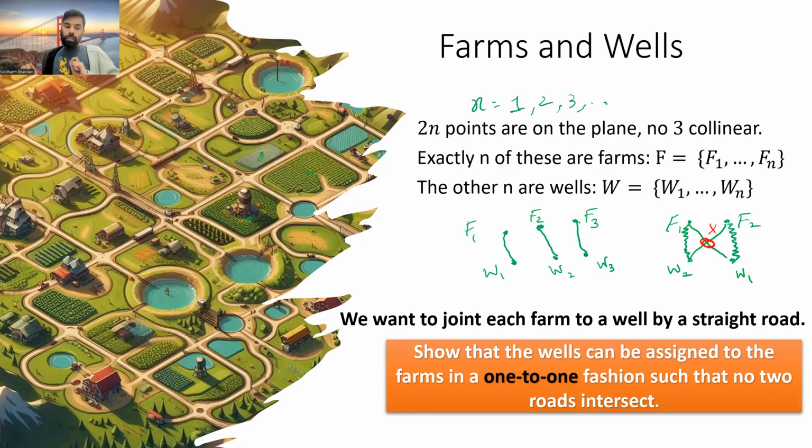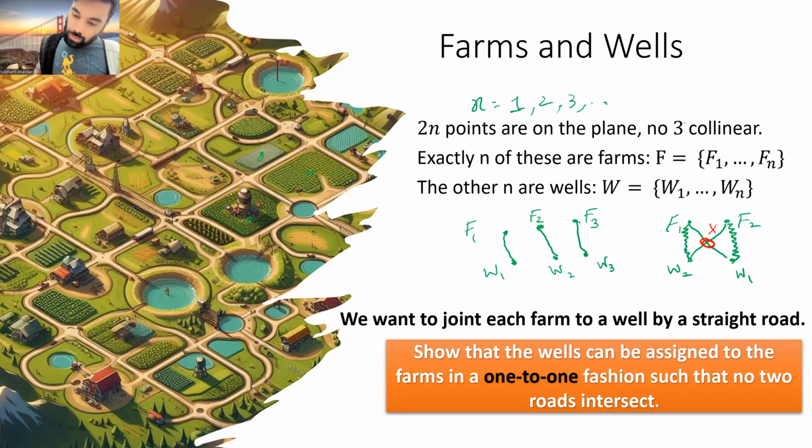So you want to join each farm to one well. 2 wells can't be allocated to the same farm, and no 2 farms can be allocated to the same well. So one farm to one well in such a way that these line segments do not cross each other. And we want to show that this is always possible, no matter how these n farms and these n wells are placed on the plane, on R2.